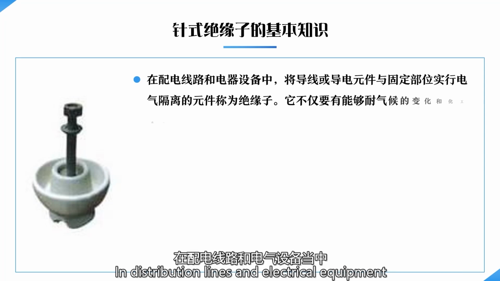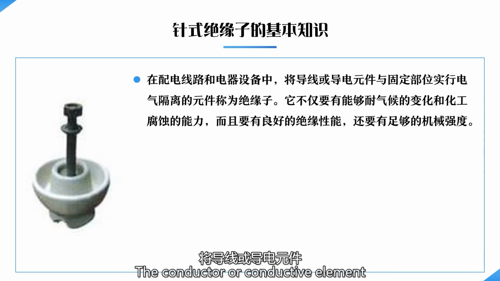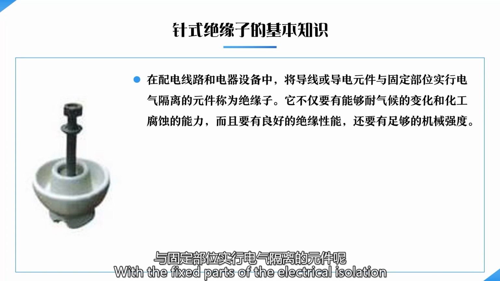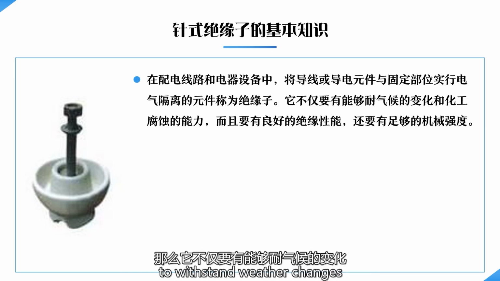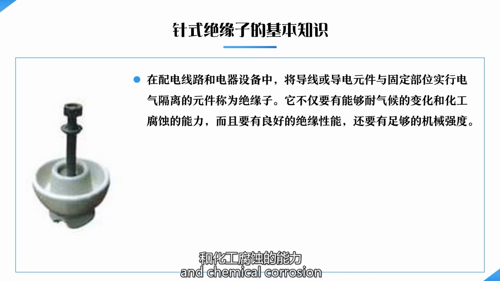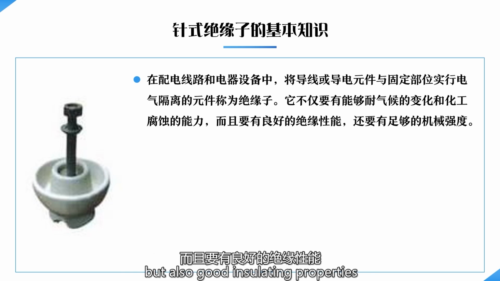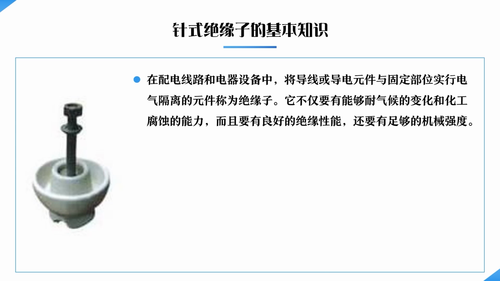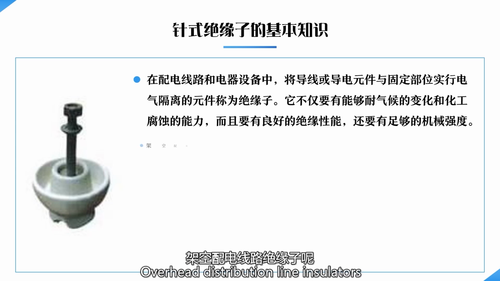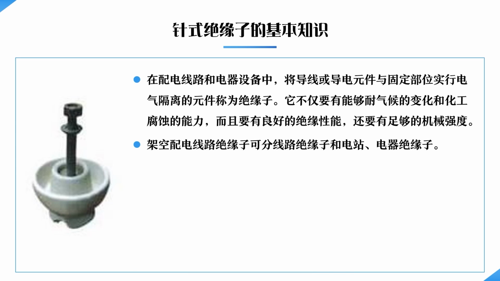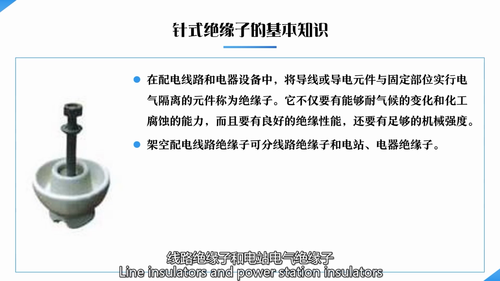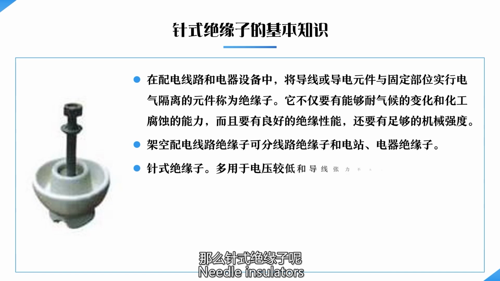In distribution lines and electrical equipment, the components that fix the conductor or conductive element and provide electrical isolation are called insulators. They must not only withstand weather changes and chemical corrosion, but also have good insulating properties and mechanical strength. Overhead distribution line insulators can be divided into line insulators and power station insulators.